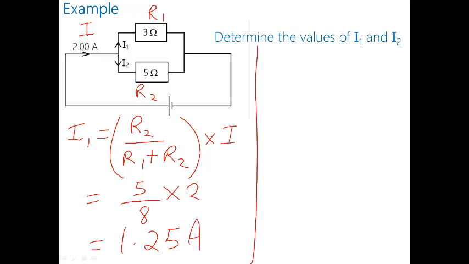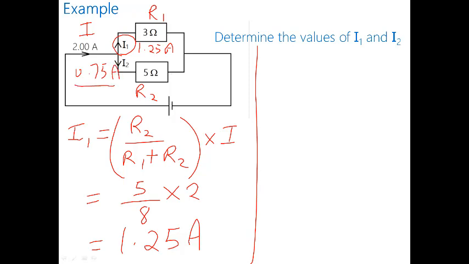So now we know that our I1 is 1.25 amperes. So what will be I2? Now if I was 2 amperes and then split up into 1.25 and then the other, that means to get I2 here, you will just get this 2 minus 1.25, and that should give you 0.75 amperes.